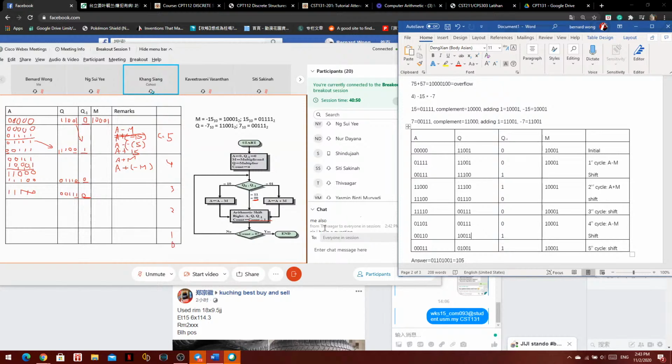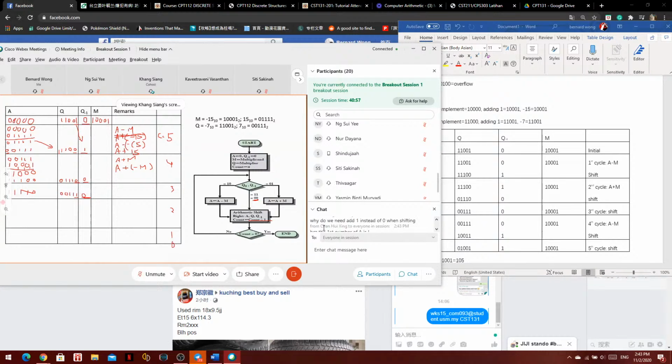Why do we need to add 1 instead of 0 when shifting? No, that depends. You check here. After you shift, for example, if this one is 1, then this one should be 1. If this one is 0, then this one should be 0. Understand or not? What's the reason to do this? Actually, it is to maintain the positive or negative sign. We need to maintain the sign.